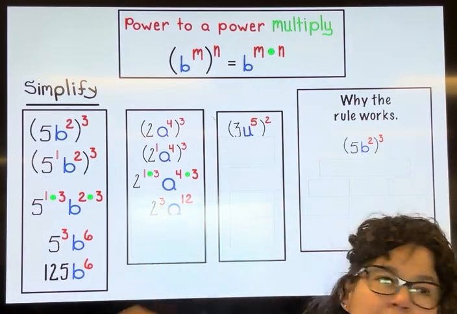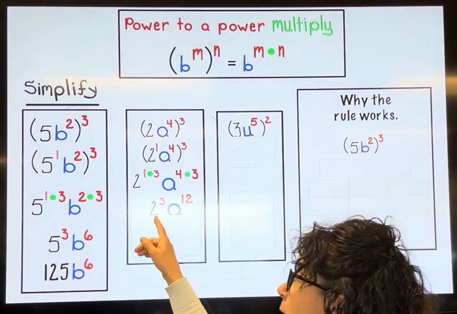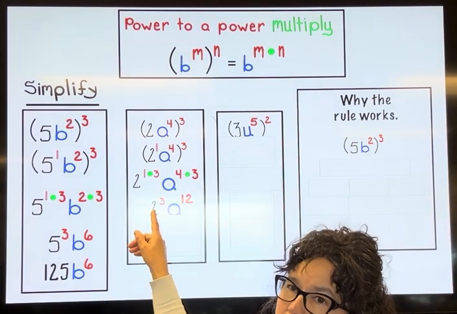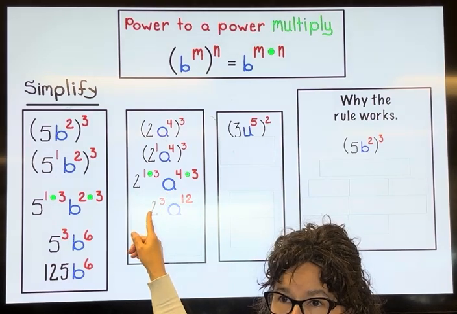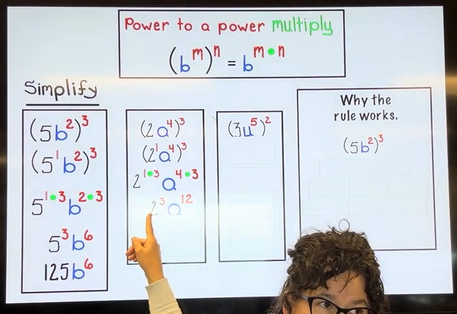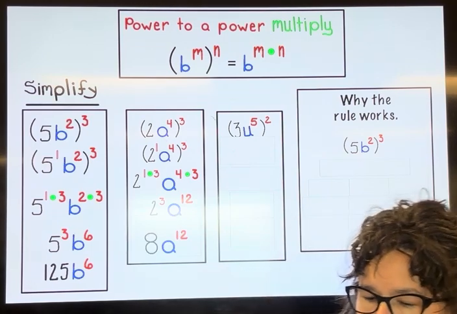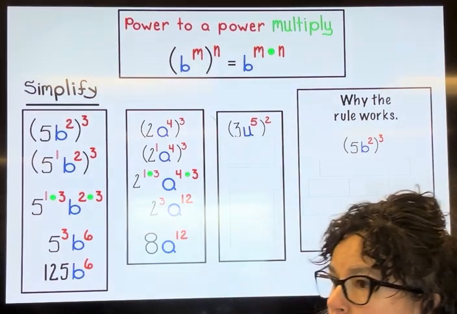Then let's go ahead and find the answer to 2 to the 3rd. Again, please don't accidentally do 2 times 3. This means 2 times 2 times 2. 2 times 2 is 4, and 4 times 2 is 8. So we have 8a to the 12th.